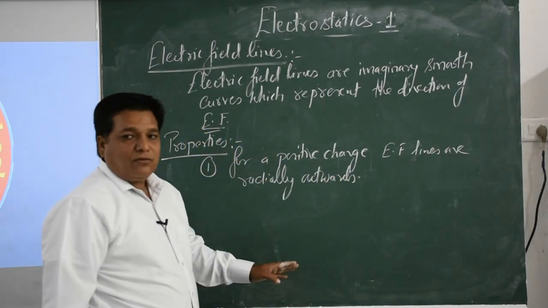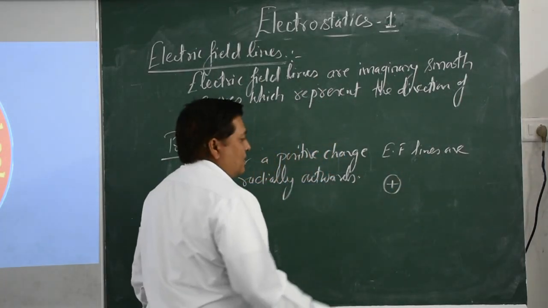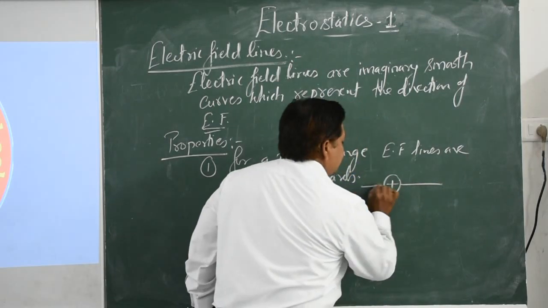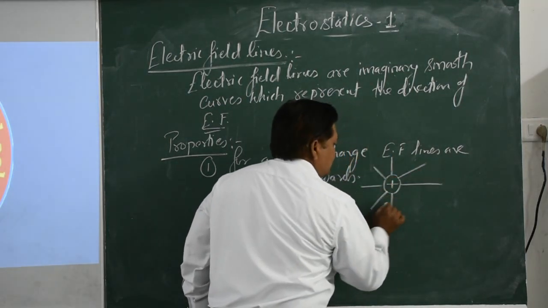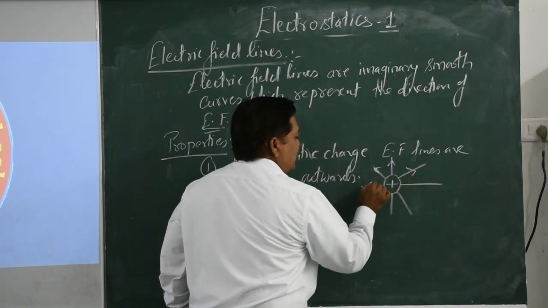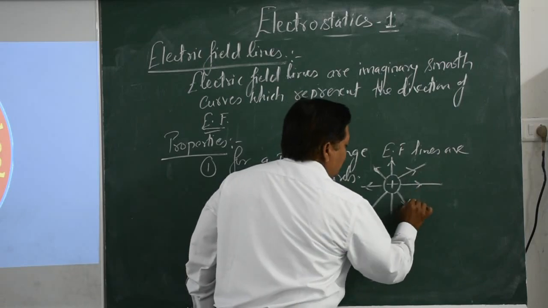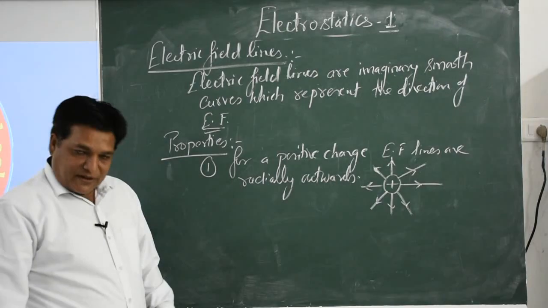How are they radially outwards? Let us see that. Suppose that there is a positive charge here. Then electric field lines are moving radially outwards from the positive charge, away from the positive charge, and by arrow sign we can indicate this. These lines are moving away. This is the first point for the first property.